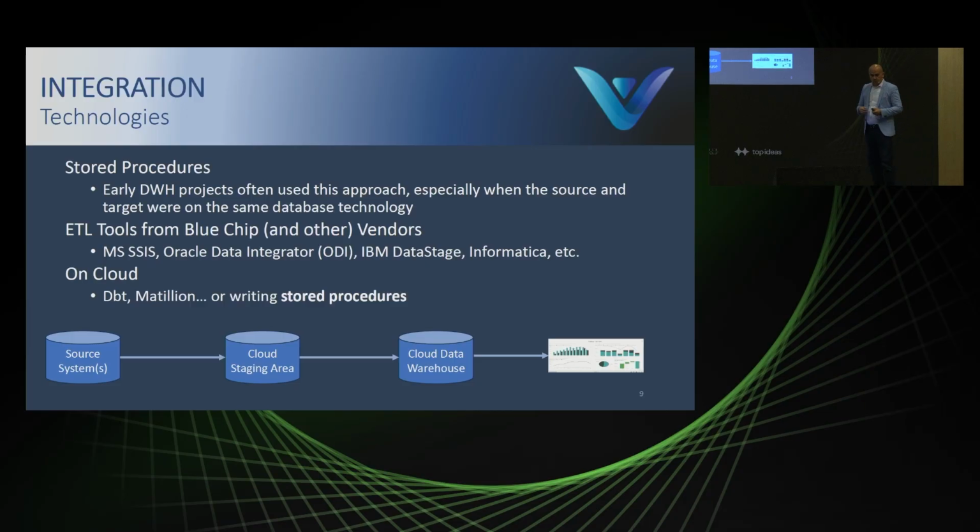And then, of course, as more and more sources with more and more technologies appeared, you couldn't do it in the database, so we used blue chip ETL tools like Microsoft SQL Server Integration Services, Oracle Data Integrator, IBM DataStage, Informatica, and so on. And now, in modern times, in the time of the cloud data warehouse, we have an even newer generation of tools like dbt or Matillion, or we can even use stored procedures for transformation. I saw it on several projects, and it's actually pretty cool to see how history repeats itself, right?